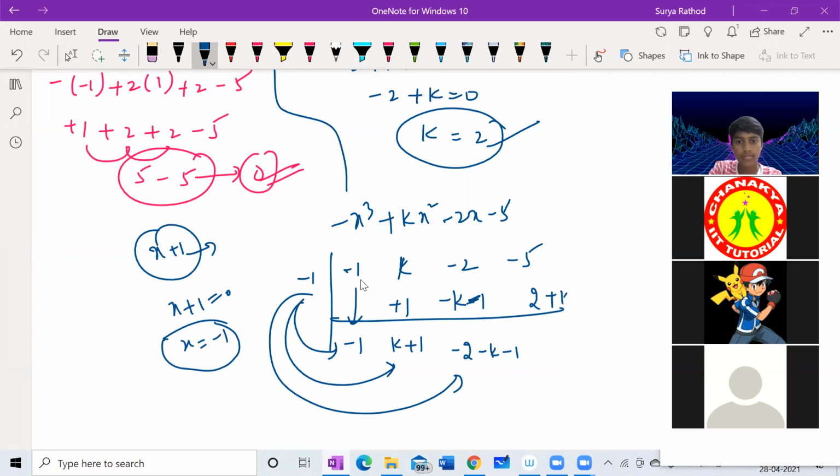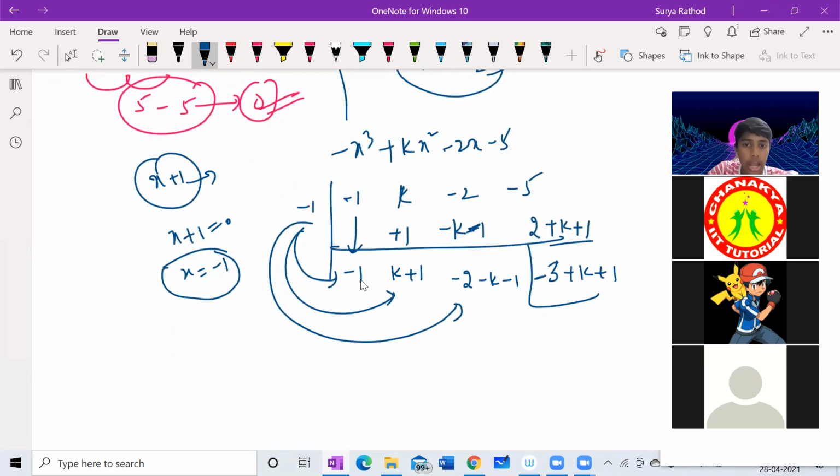Plus 2k plus 1. So I'll be getting the remainder as what? Minus 5 plus 3 plus k, 3 plus k. This is my remainder. Now check it out. How can you find the k value by this? Tell me. Sir, isn't it 3 plus k minus 5? So this is minus 3, sorry. Now after this, if I equate this remainder with 0, what will I get?